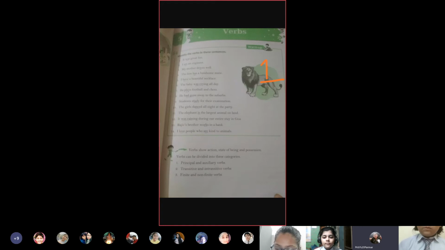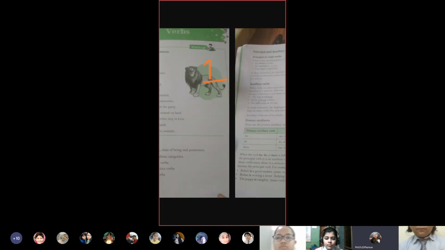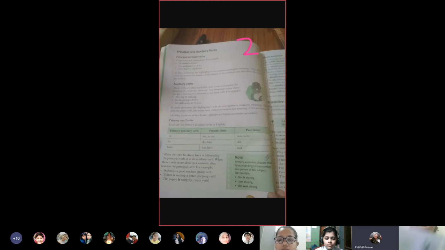Now we know that the action words are called verbs, and in that connection they have categorized them into three categories: principal and auxiliary verbs, transitive and intransitive verbs, finite and non-finite verbs. So we move on to the next page. Now first we see the principal and auxiliary verbs.